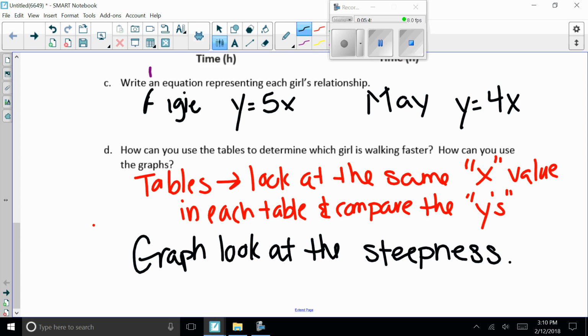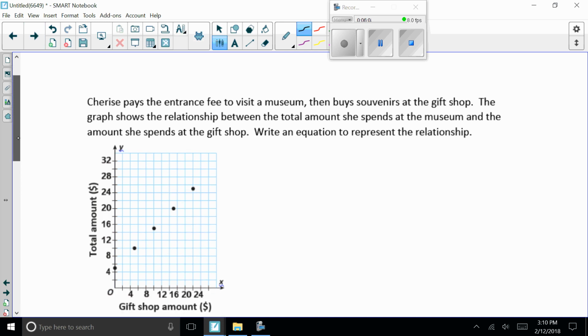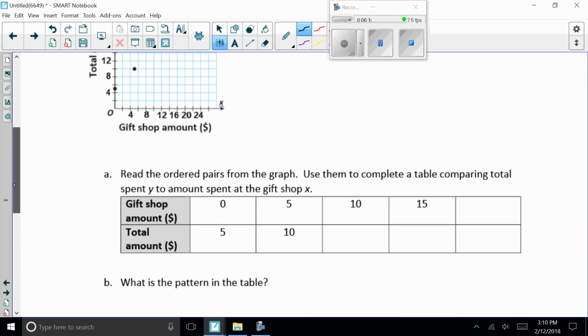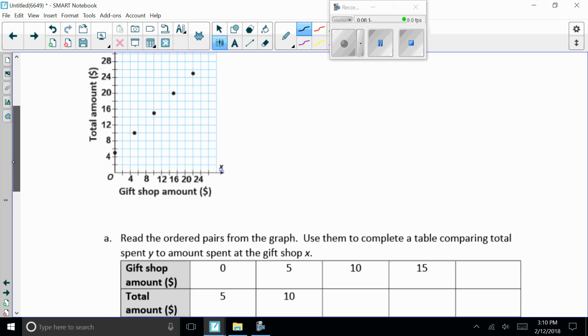So let's go ahead and look at the second page. It says that Sharice pays the entrance fee to visit a museum, then buys souvenirs at the gift shop. The graph shows the relationship between the total amount she spends at the museum and the amount she spends at the gift shop. Write an equation to represent the situation. So we're going to walk through here. We're going to read the ordered pairs from the graph and put them in a box. Okay? So our first point is at 0, 5.